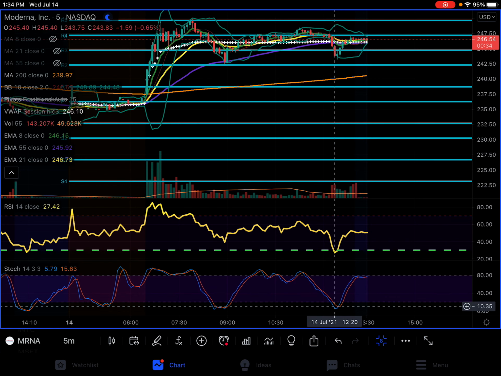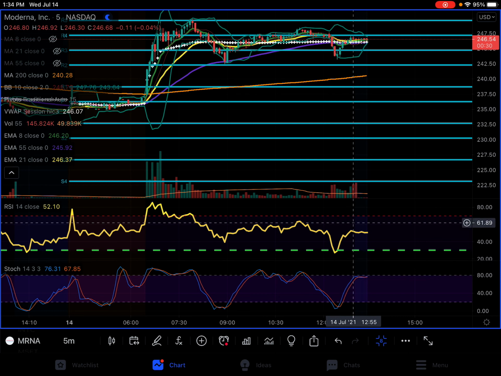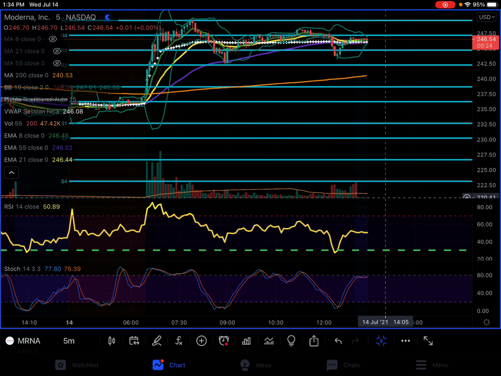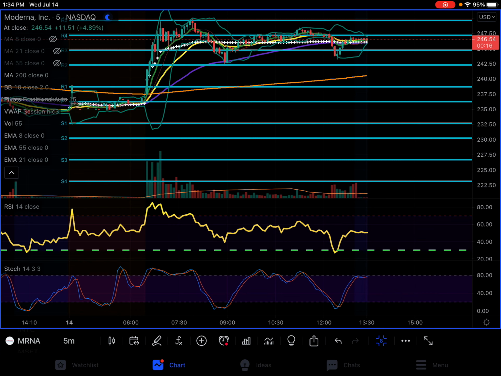Right here, you can see it. Right here, the cross starts to happen, and boom, the stock goes up. And one key thing to know is that stochastics actually cross before the moving averages. So, I was talking about the 8 and 21 cross. The stochastics usually cross before the 8 and 21, telling you that it's a good indicator that the stock's going to go up.